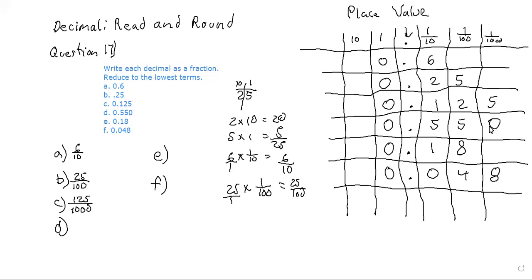The 0 does not count because it's to the right of the decimal. So our last place is going to be the 5, the rightmost 5, and that place value is hundredths, so it's going to be 55 hundredths.